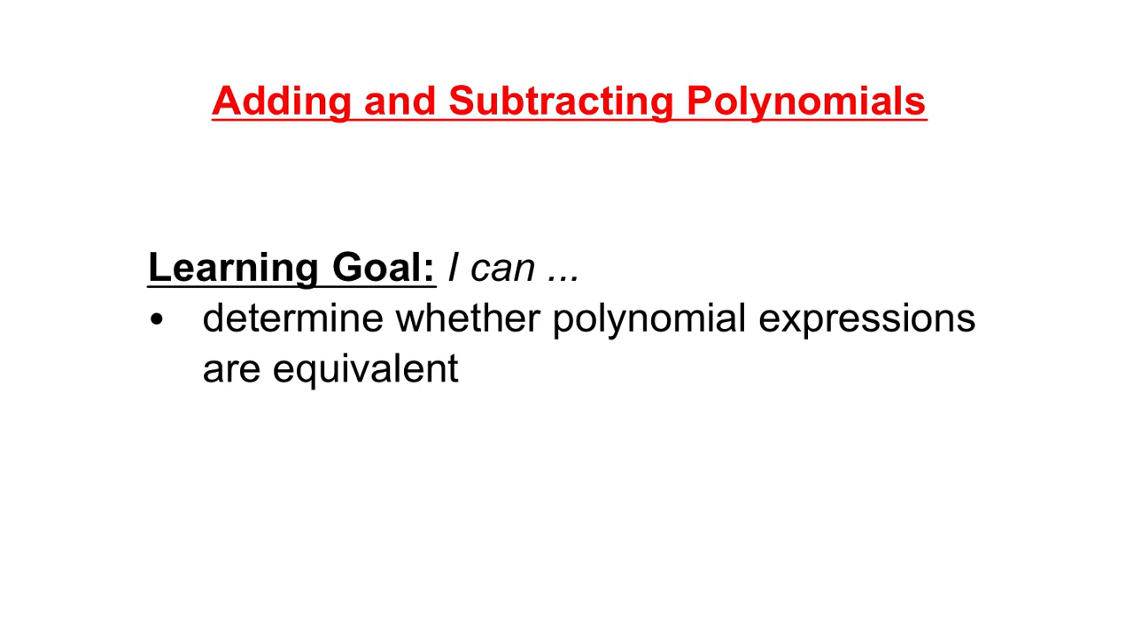So we need to first know that a polynomial expression is an algebraic expression that involves more than one term. The prefix poly means many. Nomial refers to the number of terms in an expression. So you have many terms in the expression. We're going to add and subtract polynomials to determine whether or not they are equivalent, the same.